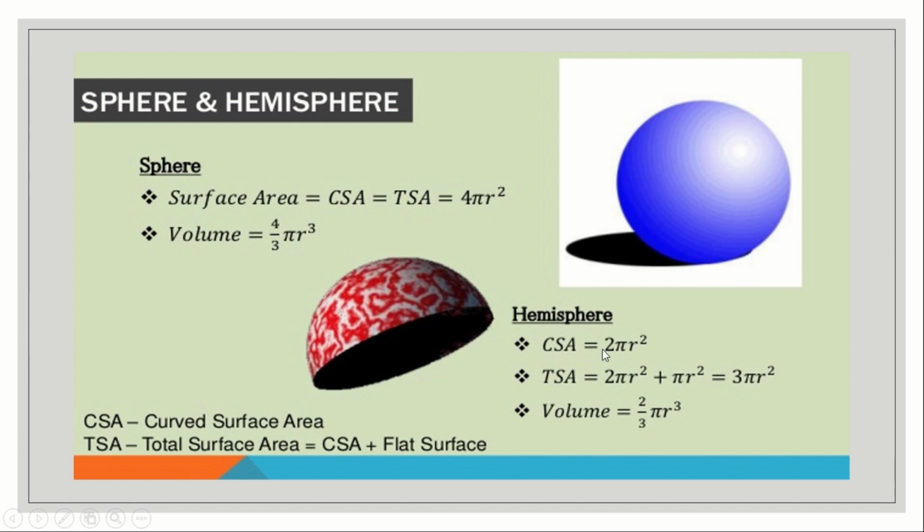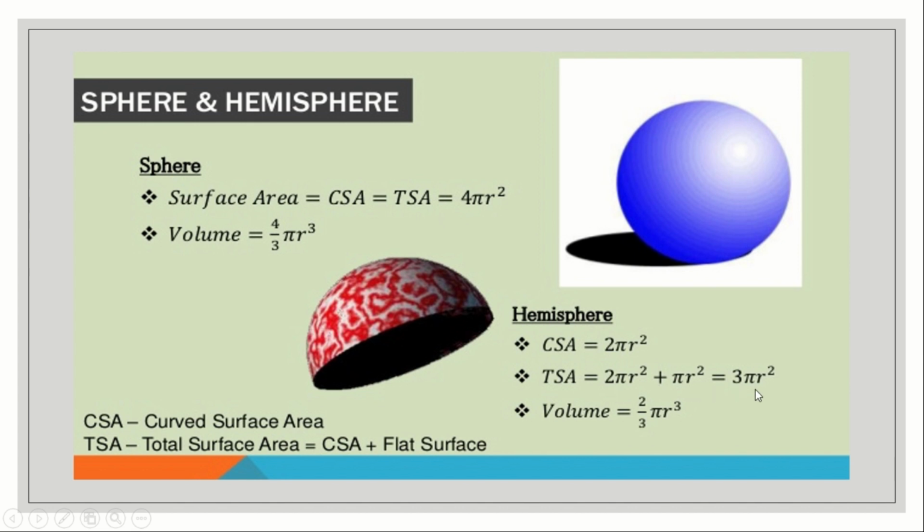So for a hemisphere, the CSA is 2 pi r square. In a sphere it is 4 pi r square, so it is exactly half, that is 2 pi r square. And for total surface area, in the sphere the curved surface area and total surface area are both the same, that is 4 pi r square itself. But in a hemisphere, curved surface area is 2 pi r square and total surface area is 2 pi r square plus pi r square. 2 pi r square for this shape and pi r square for this base area of a circle.